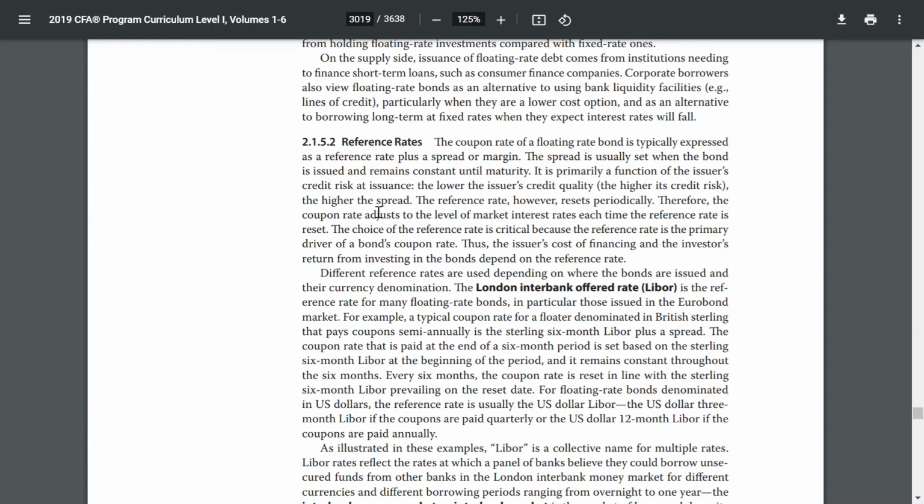Reference rates. The coupon rate of a floating rate bond is typically expressed as a reference rate plus a spread or margin. The spread is usually set when the bond is issued and remains constant until maturity. It is primarily a function of the issuer's credit risk at issuance. The lower the issuer's credit quality, the higher the spread. The reference rate, however, resets periodically. Therefore, the coupon rate adjusts to the level of market interest rates each time the reference rate is reset. The choice of the reference rate is critical because the reference rate is the primary driver of the bond's coupon rate. Thus, the issuer's cost of financing and the investor's return from investing in a bond depend on the reference rate.